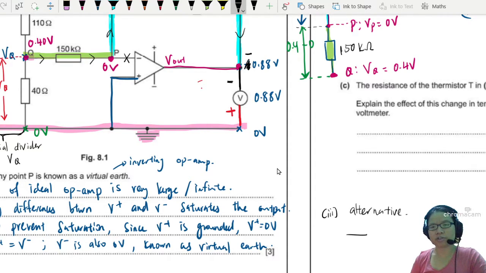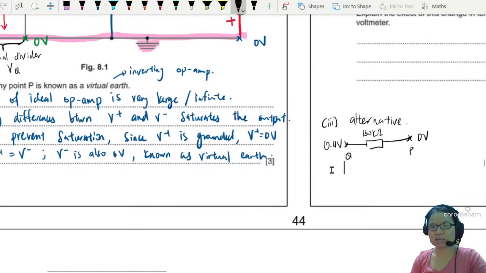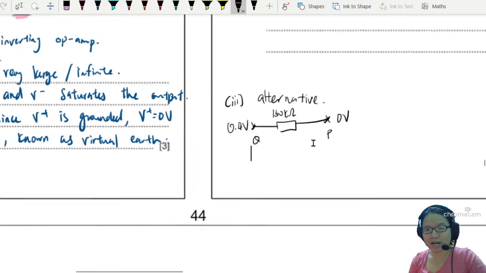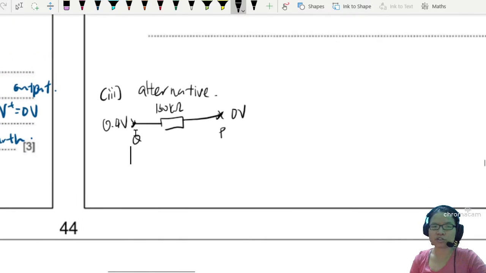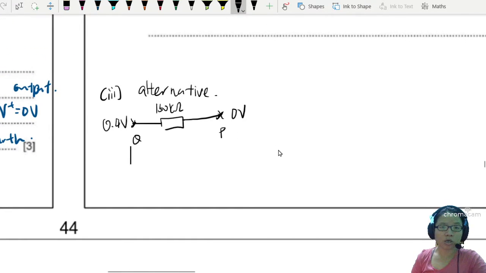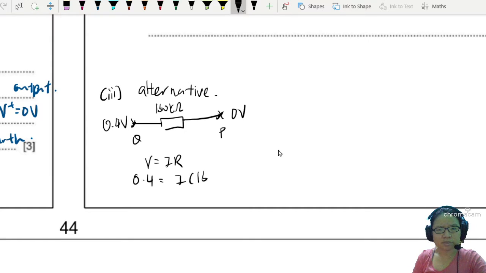So I'm going to focus on the 150k ohm resistor. Potential difference here is 0.4 volt, and potential difference here is 0 volt. This is point P, this is point Q. Potential difference here is Q, potential difference here is P. We can use V is equal to IR. Our good old V equal to IR, 0.4 is equal to I times 150 kilo ohm.